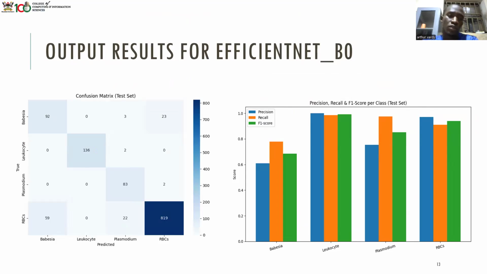So we shall also start with the confusion matrix, which was basically considering the test set, and our Babesia images were 92 out of the 118. 92 of them were confirmed, implying the model is still learning, and I'm still building, and I'm still training it further so that it can analyze well and better using the EfficientNet B0.